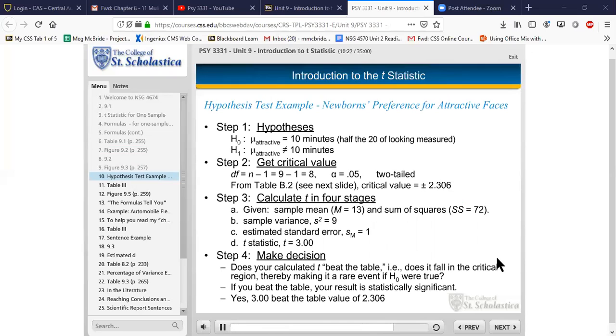In step 4 of hypothesis testing, we make a decision. Does our calculated t beat the table? That is, does the t we calculated of positive 3.0 fall in the critical region, thereby making it a rare event if the null hypothesis were true? If we beat the table value, our result will be statistically significant. And yes, our calculated t does beat the table value of 2.306. We have a statistically significant difference in looking time with attractive faces looked at longer.